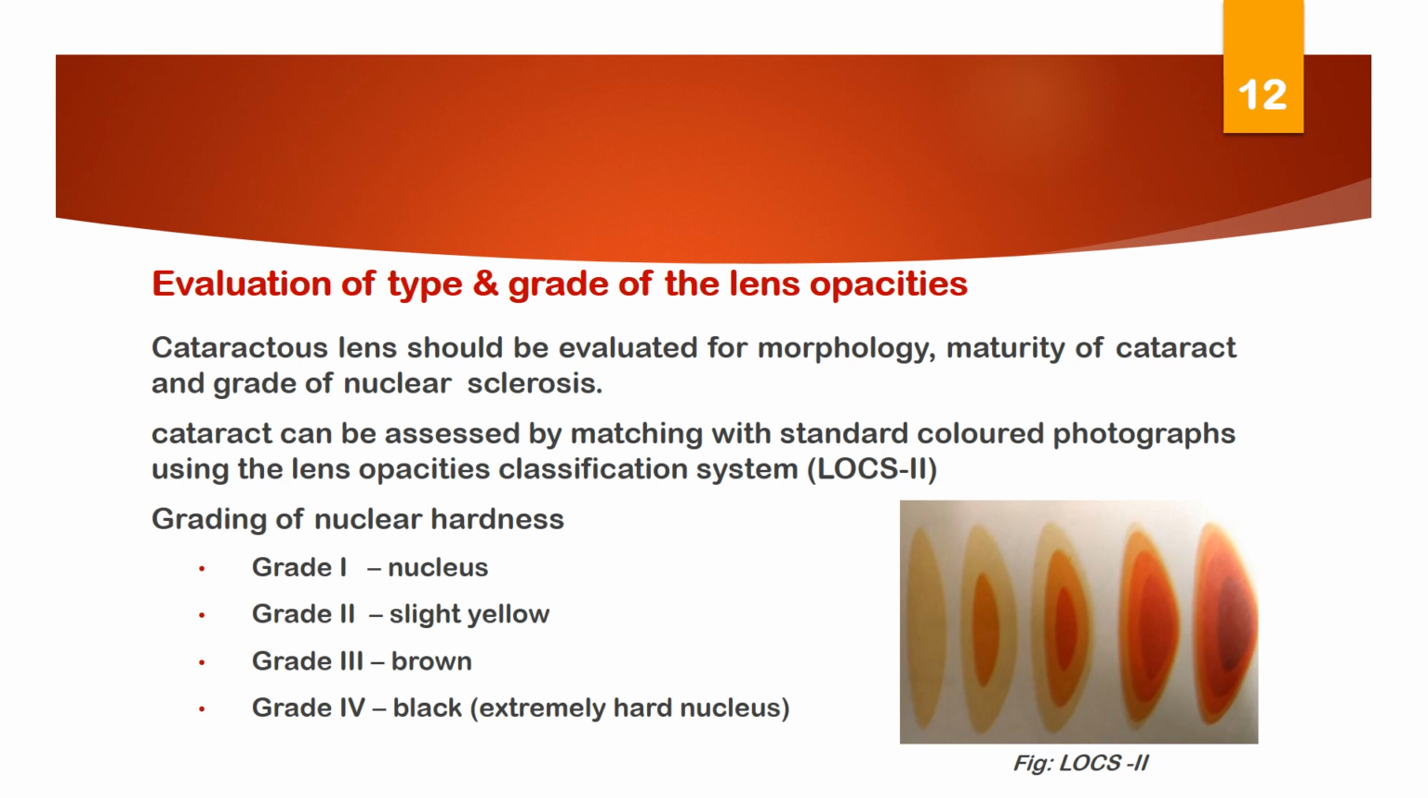Fully dilated patients should be examined under the slit lamp to evaluate the type and the grade of the lens opacity. The cataractous lens should be evaluated for the morphology, maturity of the cataract, and the grade of the nuclear sclerosis. Cataract can be assessed by matching with the standard color photographs using the Lens Opacities Classification System, LOCS 2. Grading of the nuclear hardness: grade 1 nucleus, grade 2 slight yellow, grade 3 brown, and grade 4 black. Black means extremely hard nucleus.